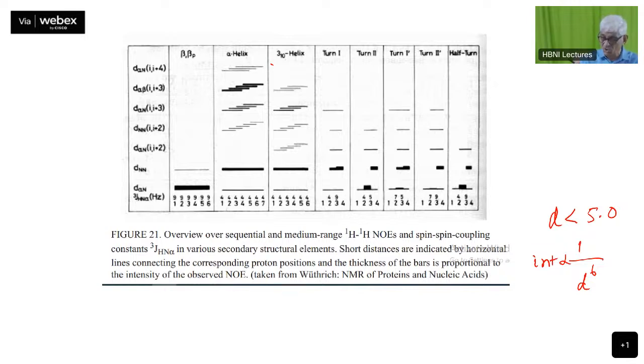So if the distance is small, you will see a strong peak. If it is large, you will see a weak peak. If it is more than 5 angstroms, you will not see that peak at all. Now, here is an indication of the various secondary structures on the top here: alpha helix, 310 helix, turn 1, turn 2, turn 1 prime. Okay, these are some other small variations in that one.